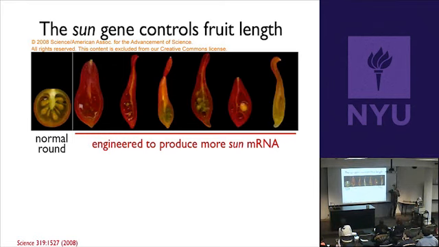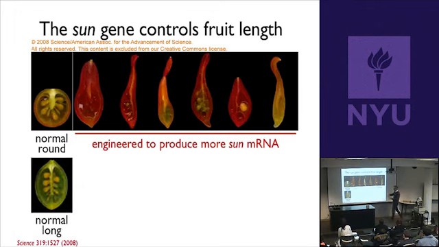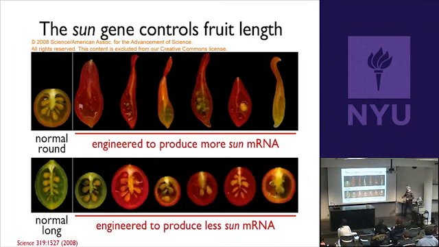And you can do the opposite. You can take a normal long variety, the sort of oval shape, and engineer it to produce less SUN messenger RNA, and then you get more round fruit. So that connection is real, and that's the same type of experiment that you use to definitively show that a particular gene is involved in a particular trait difference.